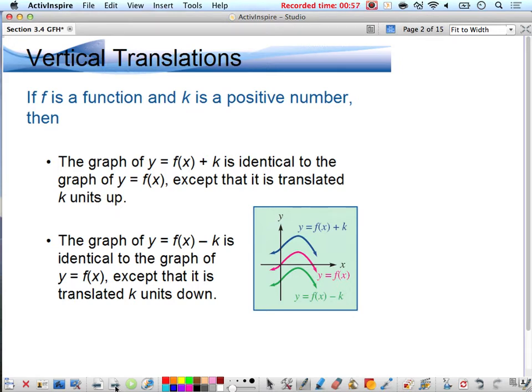You can see over here, the pink function is the original. Whatever it is, that's the original function. If I add a constant to the end, it moves it up. But if I subtract a constant from the end, it shifts every point that many units downward.